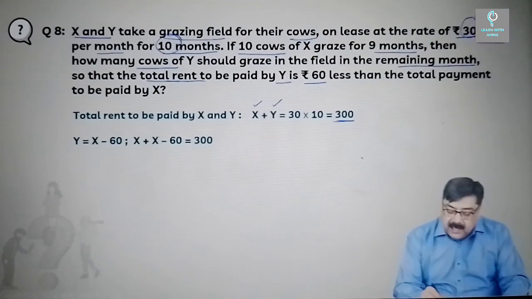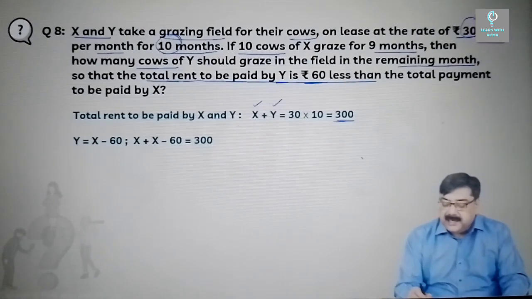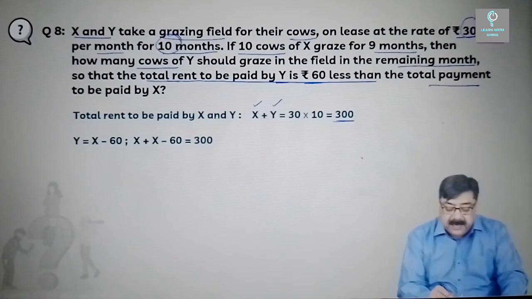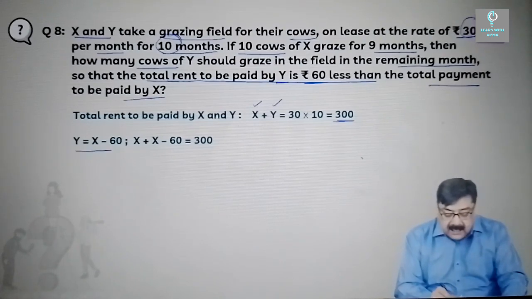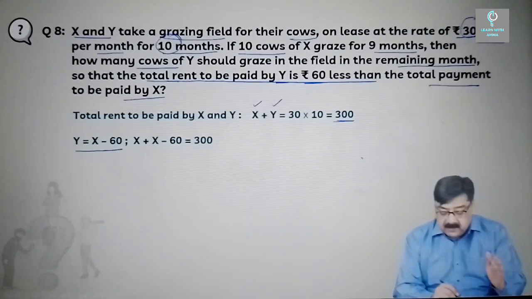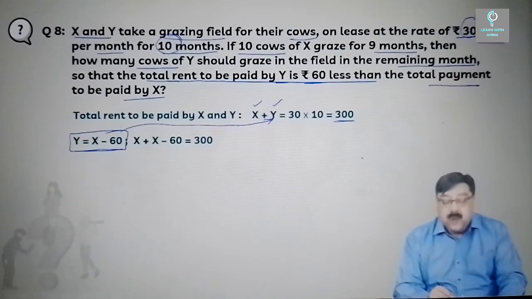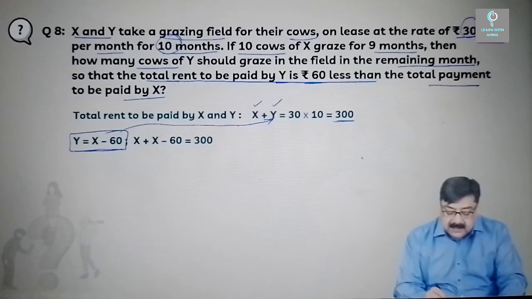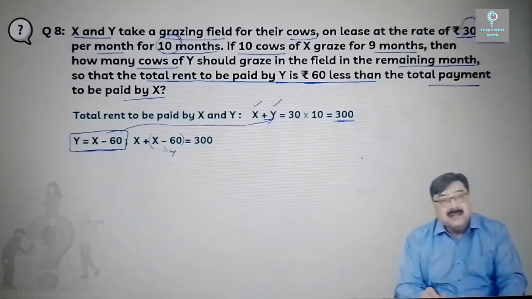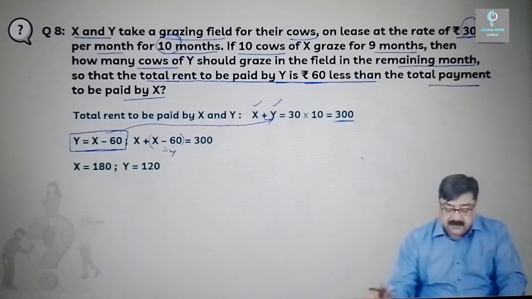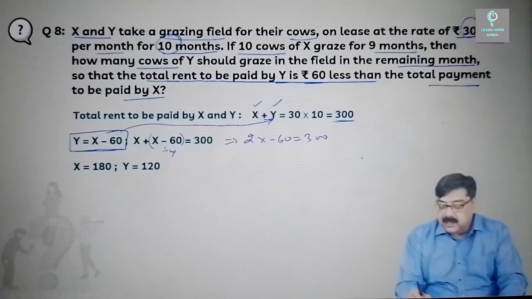Now, the total rent to be paid by Y should be 60 rupees less than the total payment paid by X. So Y here is nothing but 60 less than X. So X minus 60. This we will substitute here in place of Y. So we get X plus X minus 60, which is nothing but X plus Y, and that is 300. So with this, we find that 2x minus 60 is equal to 300, which is 2x equal to 360, which means x equals 180.